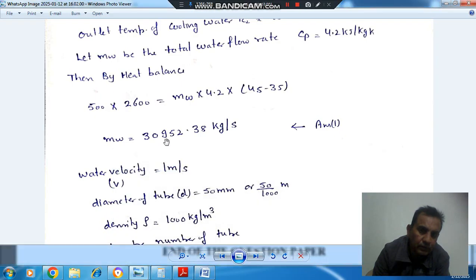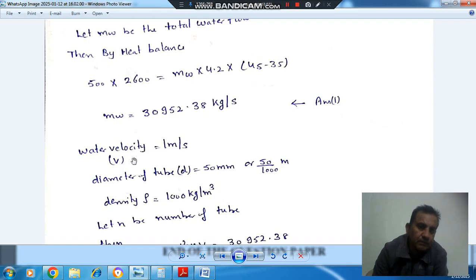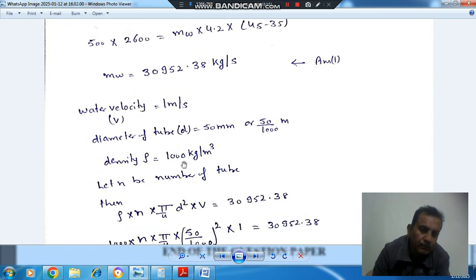So that is 30952.38 kilogram per second. Now it is given that the water velocity is 1 meter per second. So suppose V is the velocity, and diameter of tube is 50 mm, so that is 50 by 1000 meters. Density of water is 1000 kilogram per meter cube. Suppose n be the number of tubes. Then in terms of number of tubes, diameter, velocity and density, the mass flow rate is n into area into velocity into density. Okay, so that is your mass flow rate.